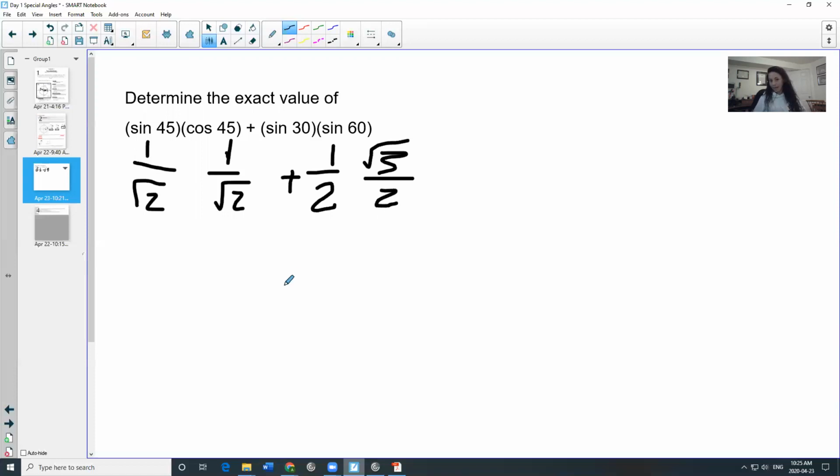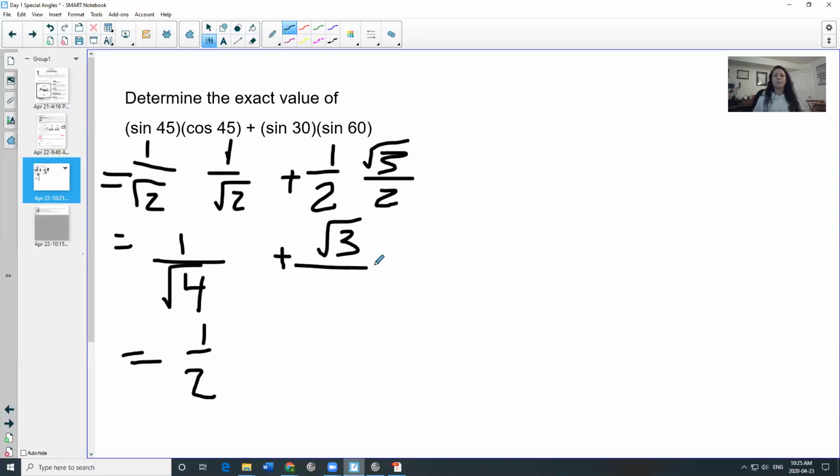Now just simplify using your regular algebra rules. 1 over root 2 times 1 over root 2 would be 1 over root 4, because we know how to multiply radicals. Square root of 4 is 2, so this is 1 over 2. And then this one over here would be square root of 3 over, well, 2 times 2 is 4, so root 3 over 4.